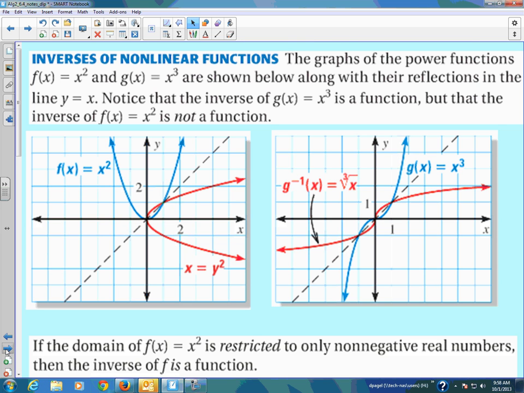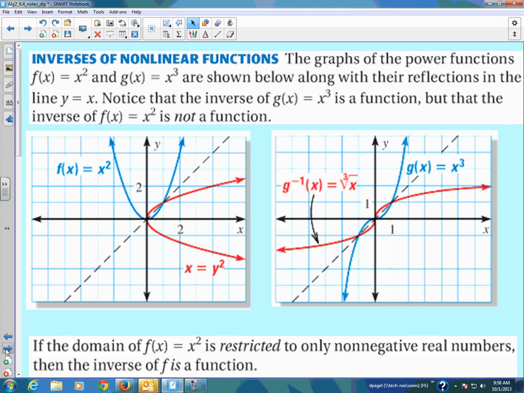Of the graphing component of this, we're going to learn a way that you can very quickly tell, based on the graph, whether or not your function has an inverse. So here we have two graphs, both power functions, one of degree 2, one of degree 3. One of them has an inverse, and the other one does not.